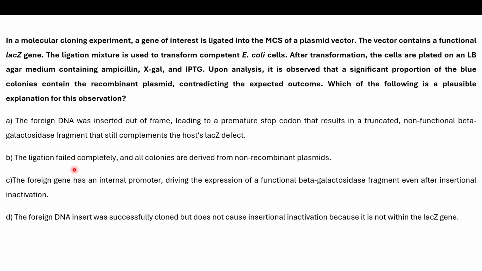Option B, the ligation failed completely. This is completely not correct because we do see that recombinant plasmids are present. The analysis has shown that the recombinant plasmids are present. However, they are present in the blue colonies. So, the ligation didn't fail completely. And so, the foreign DNA is not within the lacZ gene.